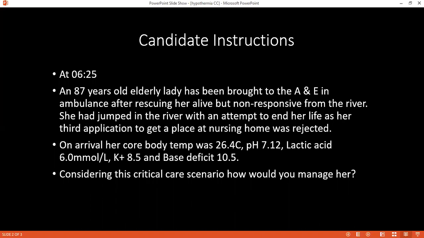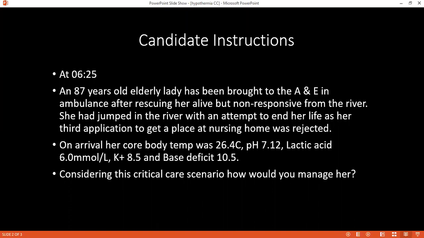Temperature is measured regularly, every 1 hour, and the other tests and the electrolytes every 12 hours. Okay.